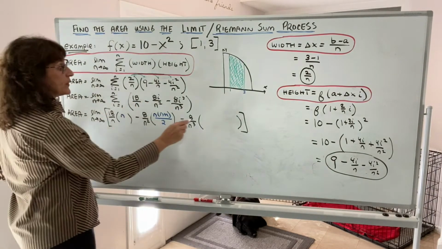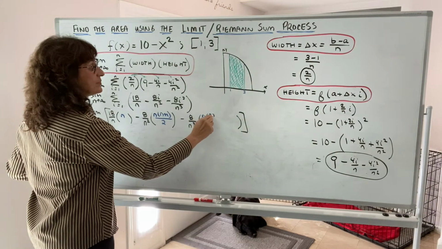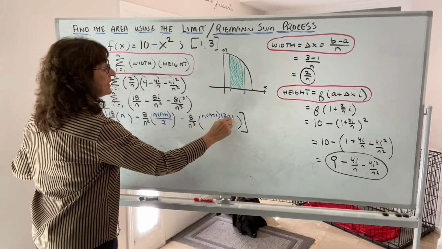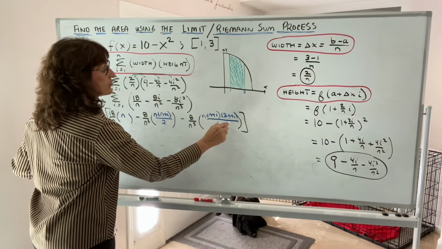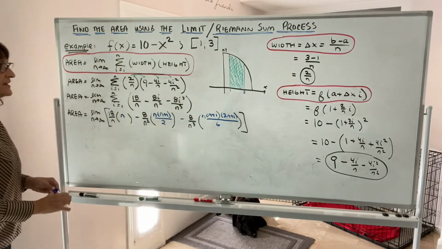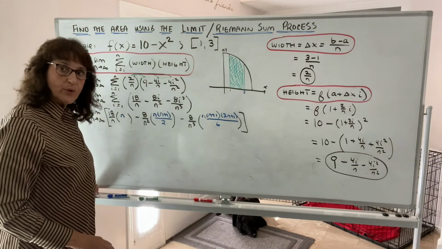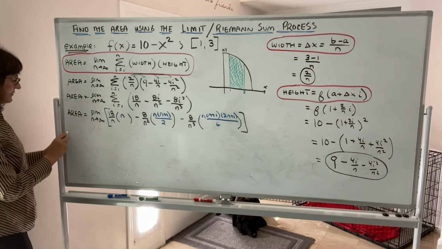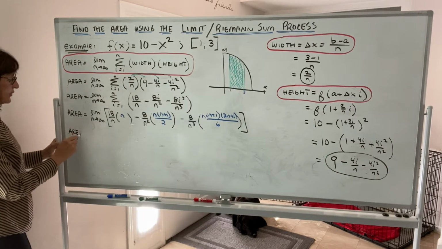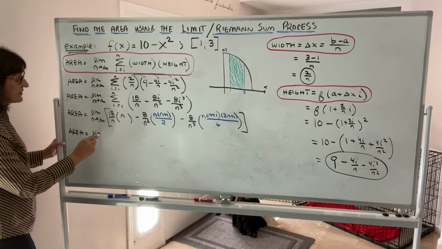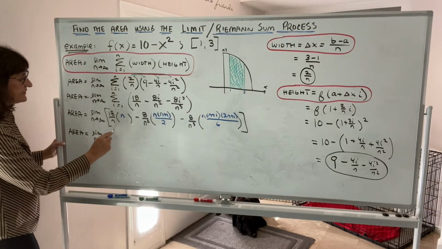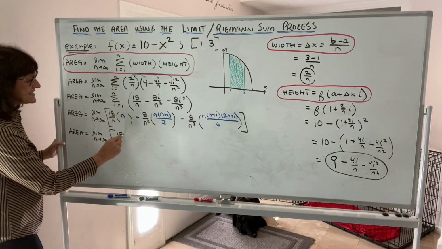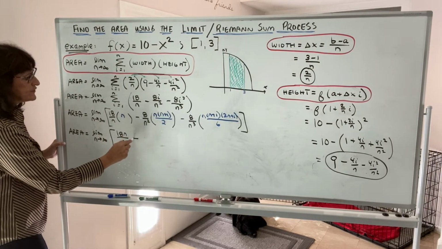And then our i squared formula was n times n plus 1 times 2n plus 1, all that's over 6, all right? So you're putting your formulas in, and then we want to algebraically simplify, evaluate all this, okay? So let's see what we have here. So we have the area. It's the limit as n goes to infinity. I have 18n over n for my first term.